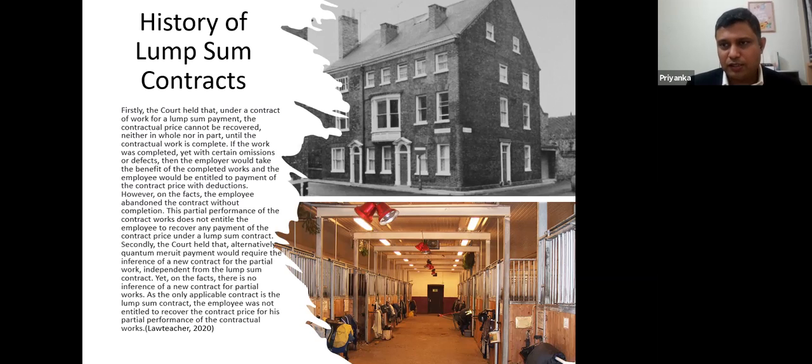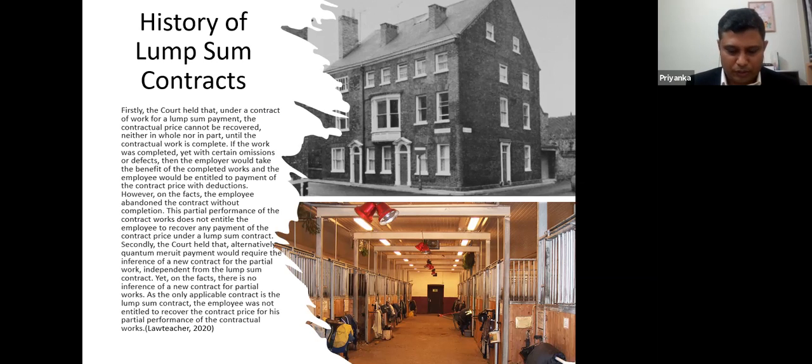The judge held that in a lump sum contract, since the fulfillment of the total whole of the works has not been done, there is no eligibility for a claim, even though the quantum meruit principle suggests something to be paid. This is why it says that even though there is a quantum meruit payment, it would require the inference of a new contract of partial works, which has not happened.